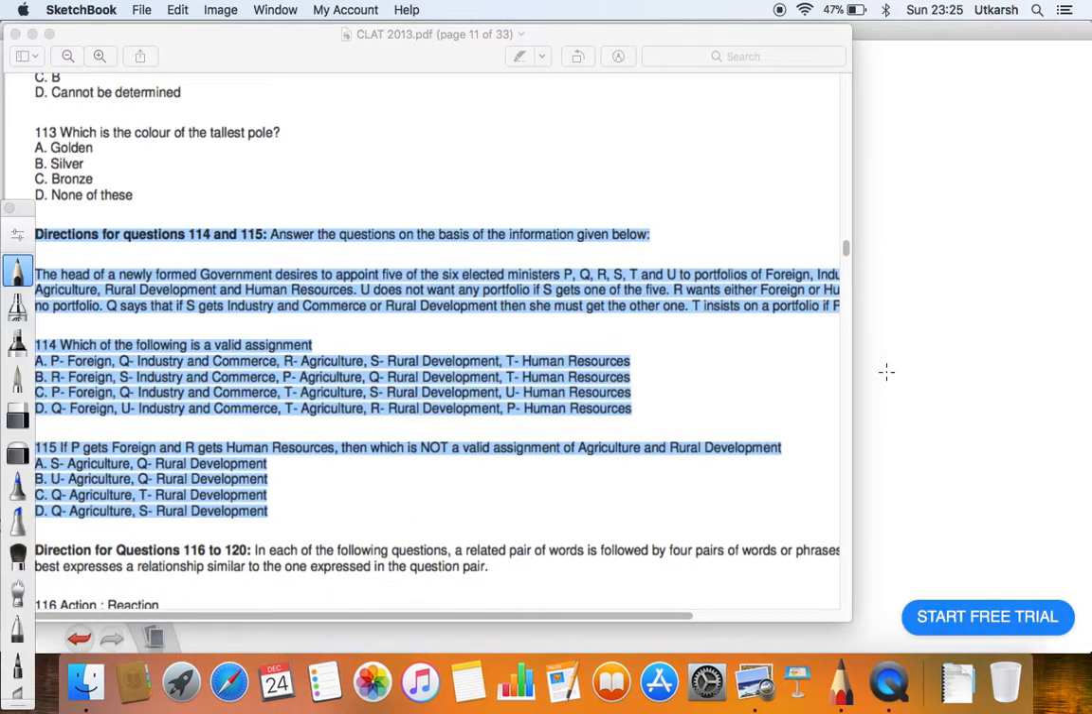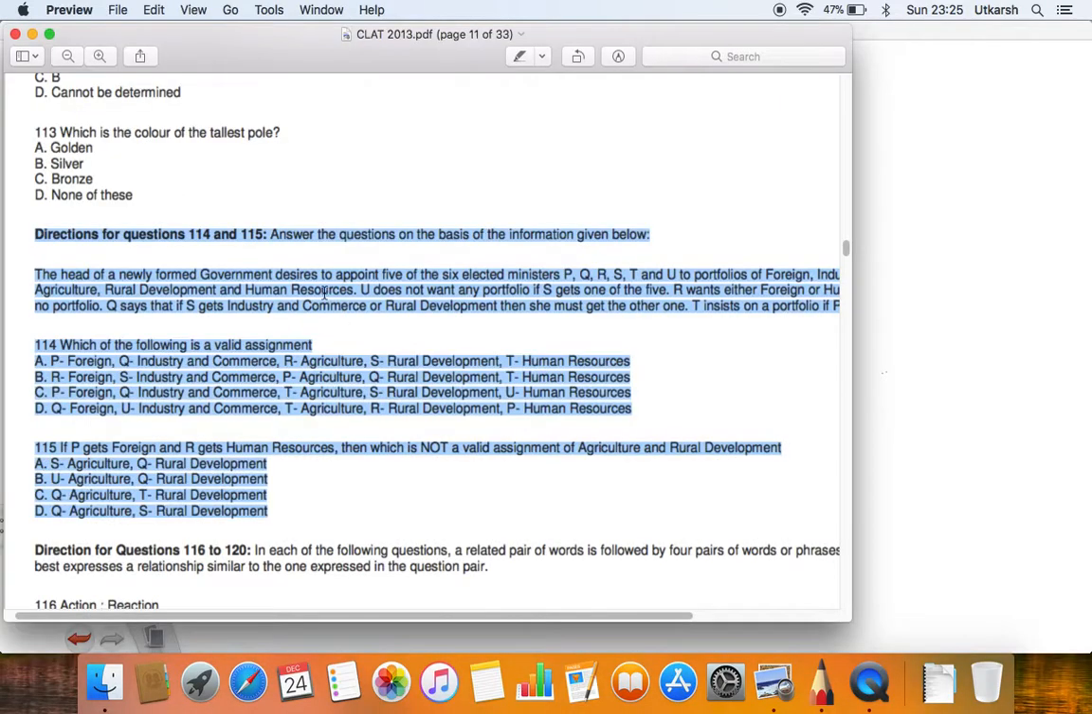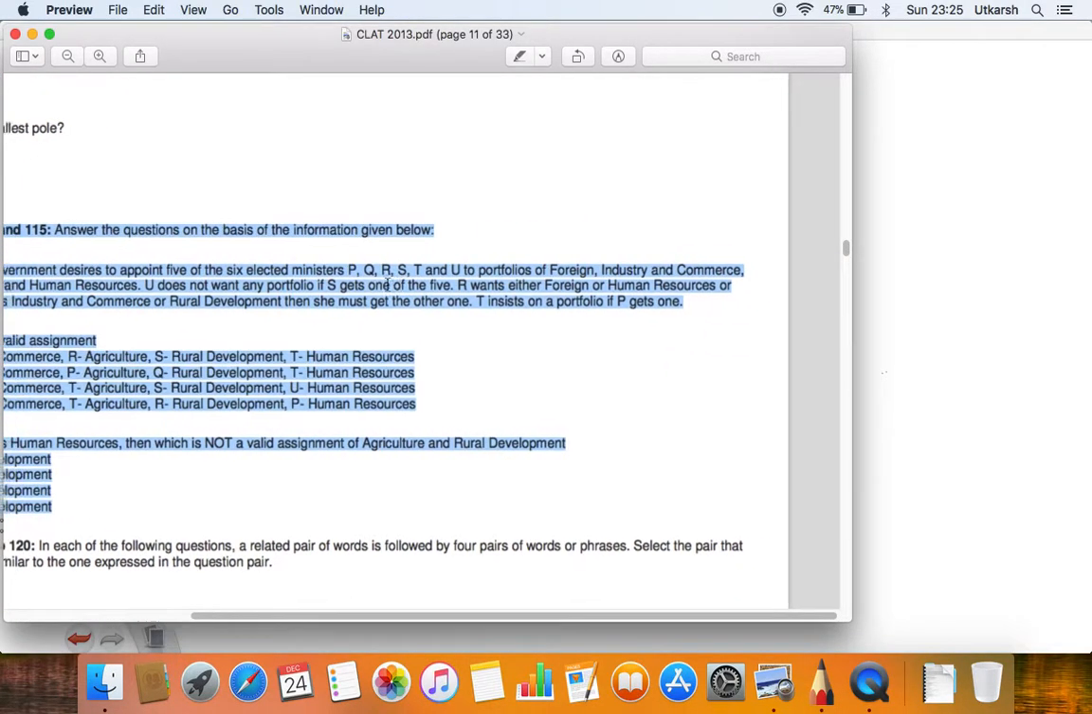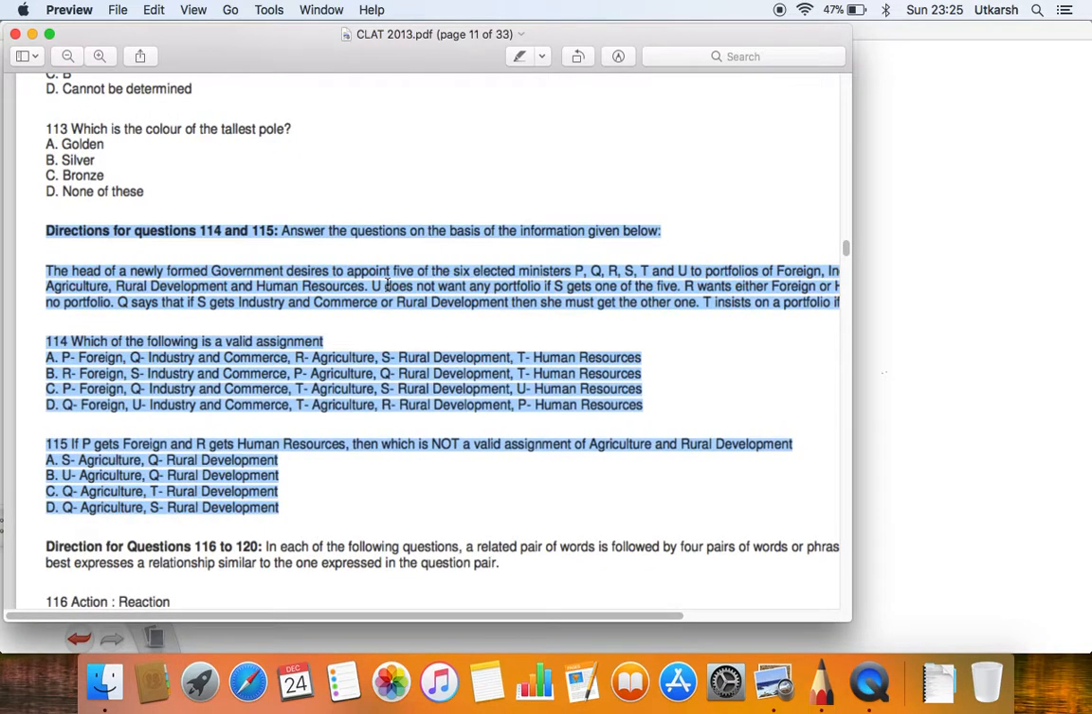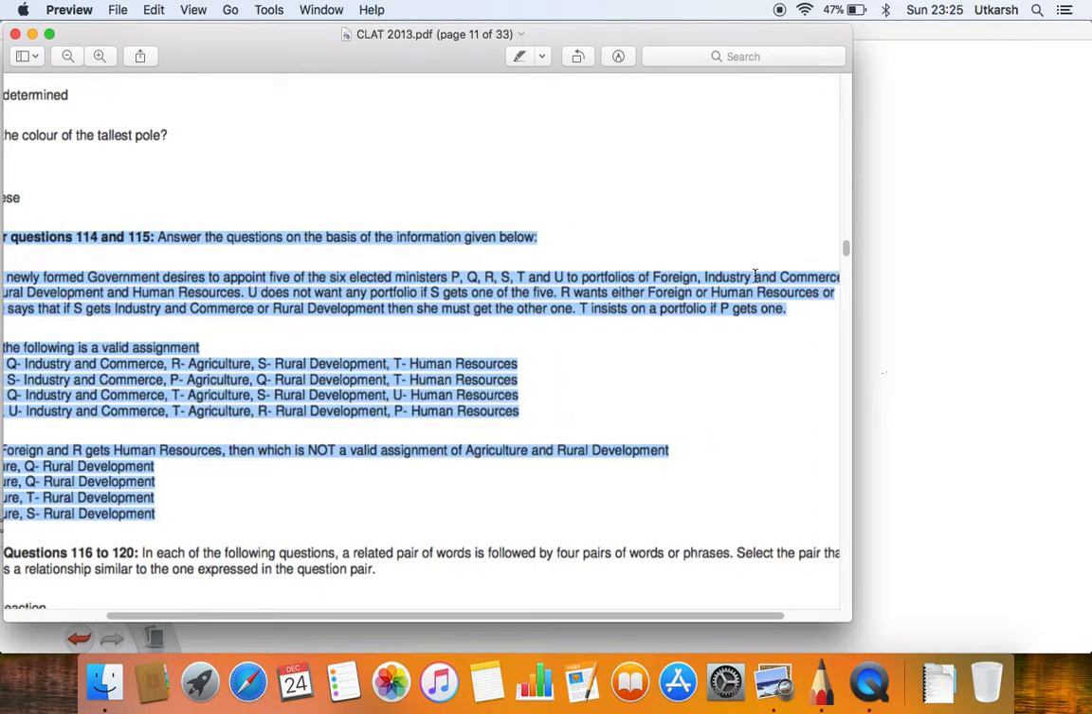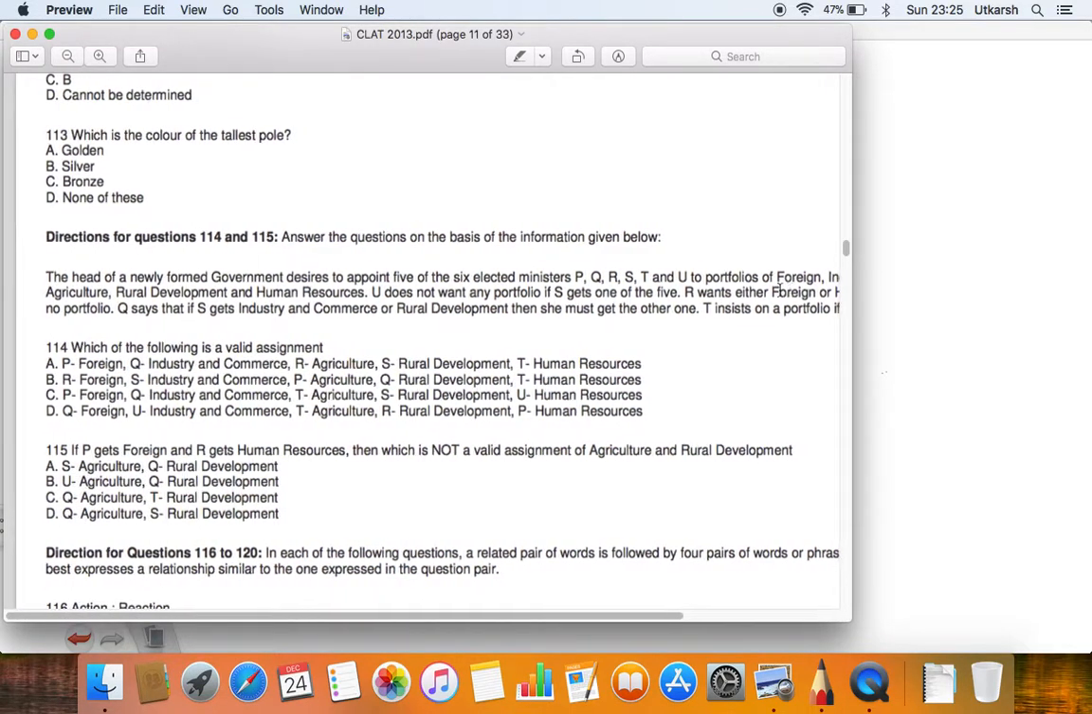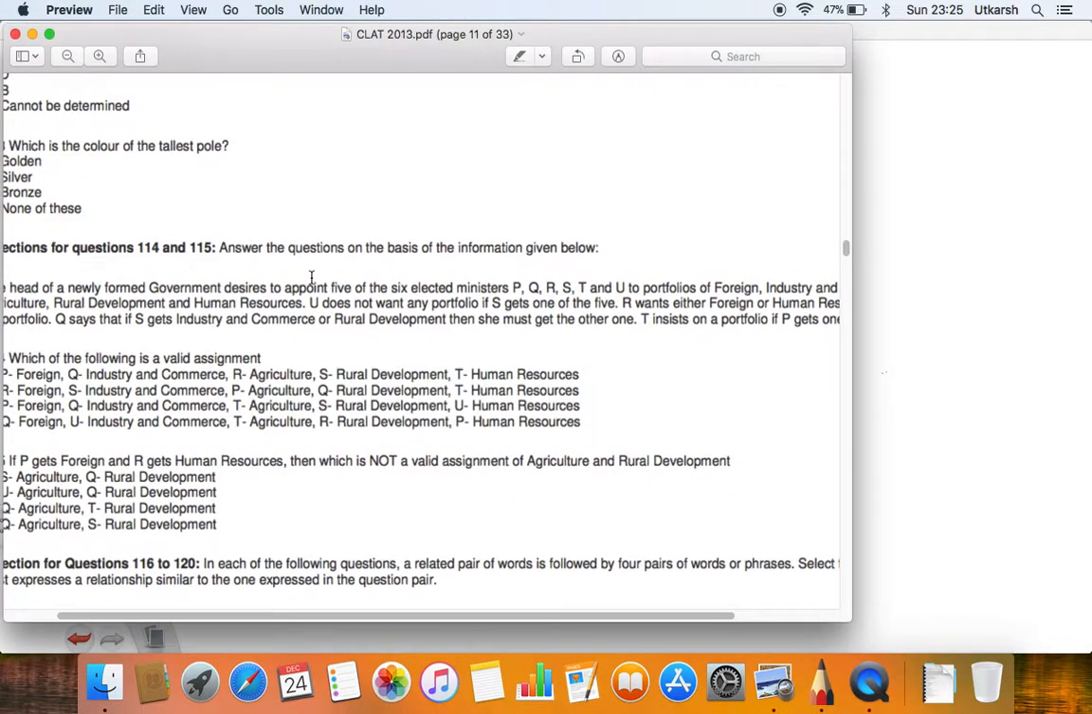So the elected ministers are, let's look at the elected ministers. The elected ministers are P, Q, R, S, T, right? And the portfolios are foreign, industry and commerce, agriculture, rural development, and human rights. One, two, three, four, five. All right. So rural development and human rights are different, right?